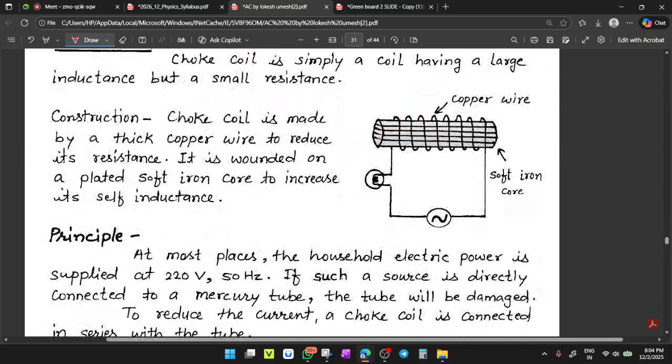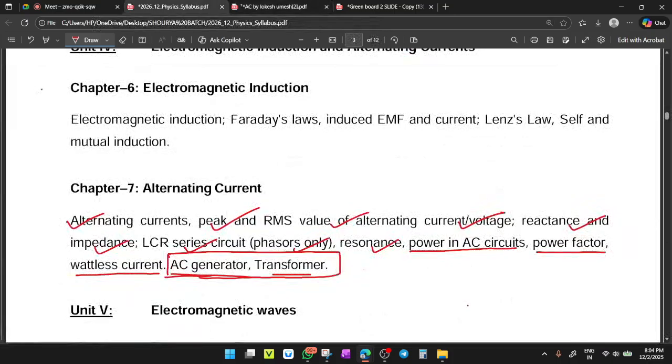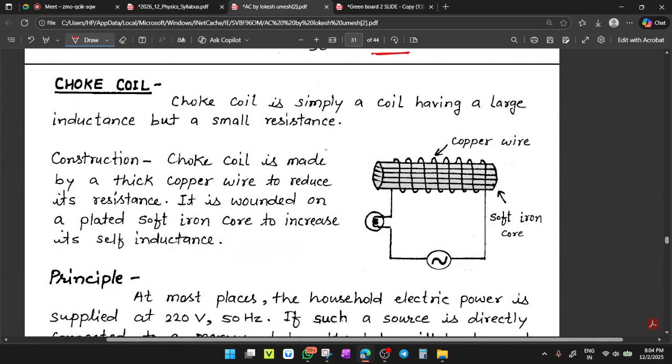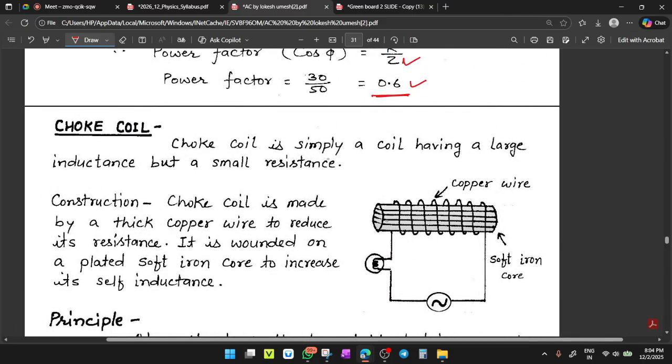Okay, students, our new topic is choke coil. In our syllabus, the next topic after power factor and power in the AC circuit is wattless current. To understand this wattless current, the choke coil is very important because it is the practical application of wattless current. So let us understand the choke coil.